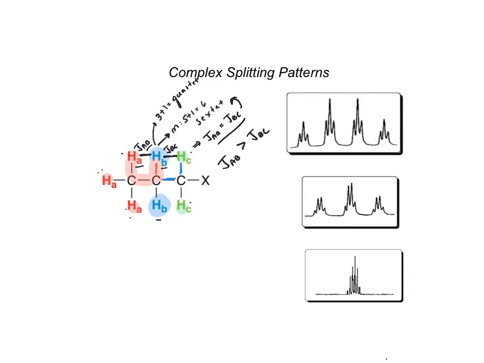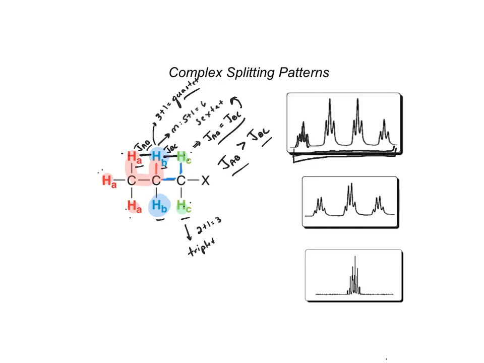JBC, the interaction between B and C, there's only 2 C's, so this would split B into a triplet, right? So this is 2 plus 1, 3. Now, if JAB is much larger than JBC, what we're going to find is what is called a quartet of triplets. And so this quartet of triplets would look something like this, where we have the triplets from the JBC, and overall there's a quartet of them.